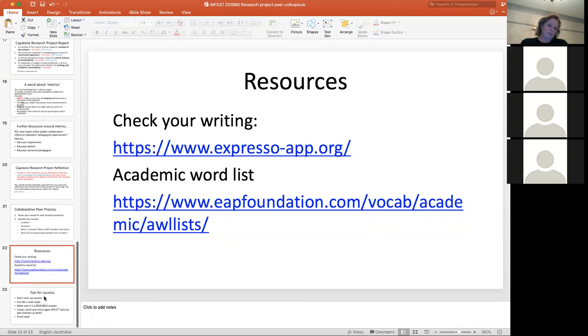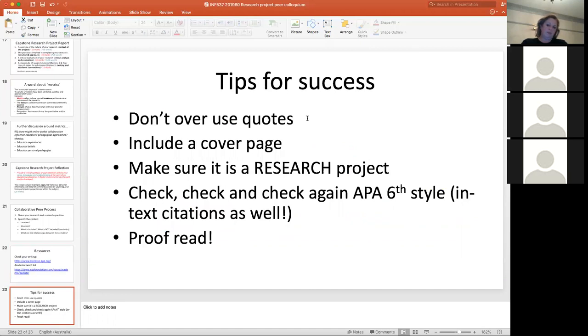And then some tips for success, and this is also based on what I'm reading in your digital scholarship papers as well. Don't overuse quotes. Be really careful about overusing quotes. In fact, this type of report, this last assessment, I really don't expect to see any quotes in there. You need to be totally interpretive. Unless it's a real gem, which is only one sentence, a short sentence, I would not include it at all. Make sure you include a cover page for this one.